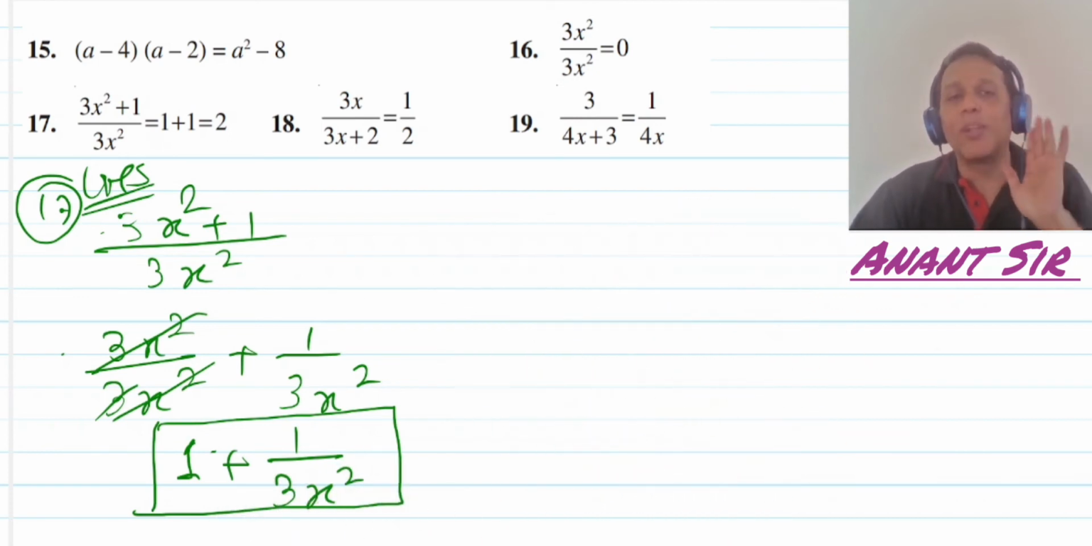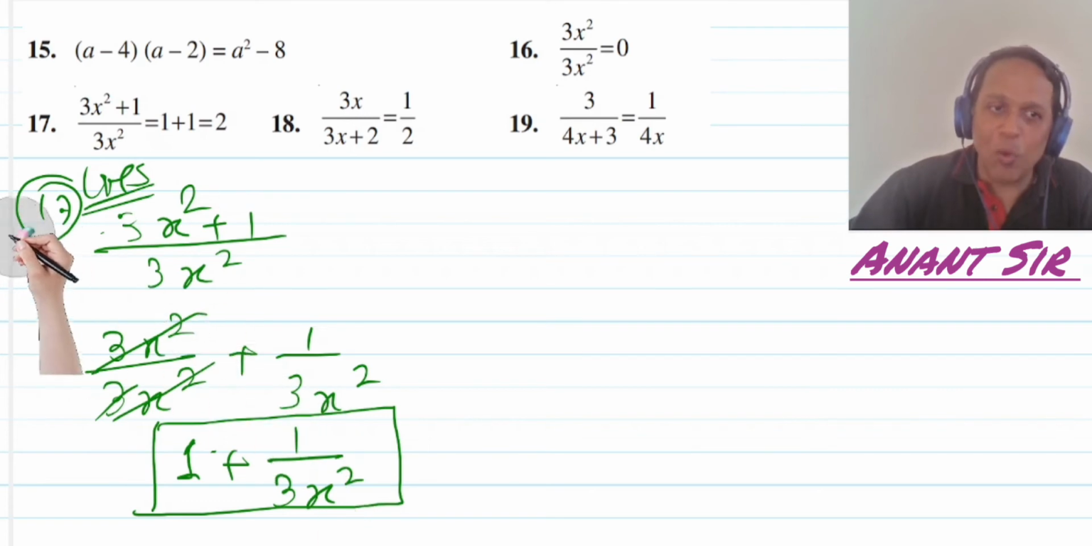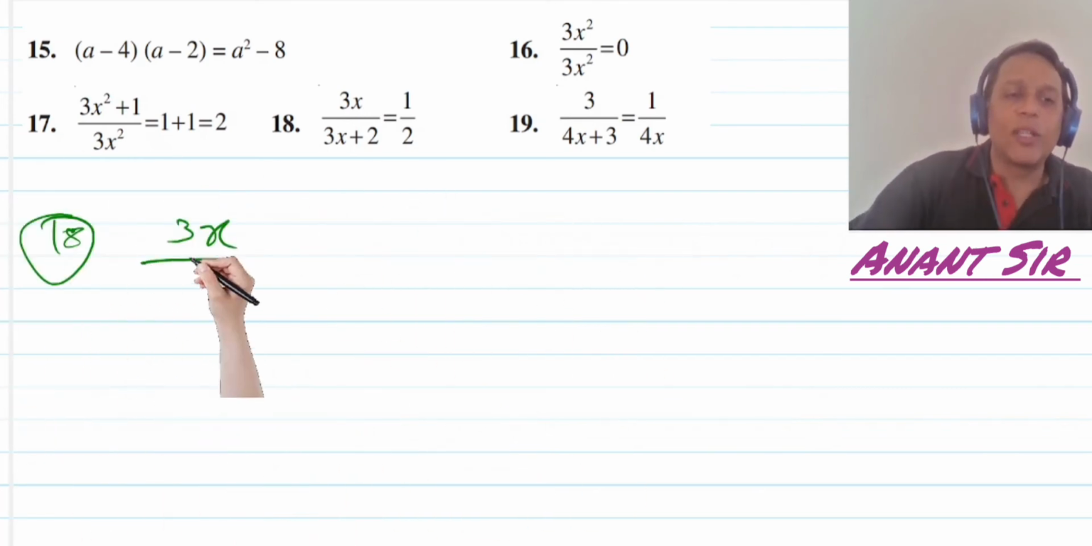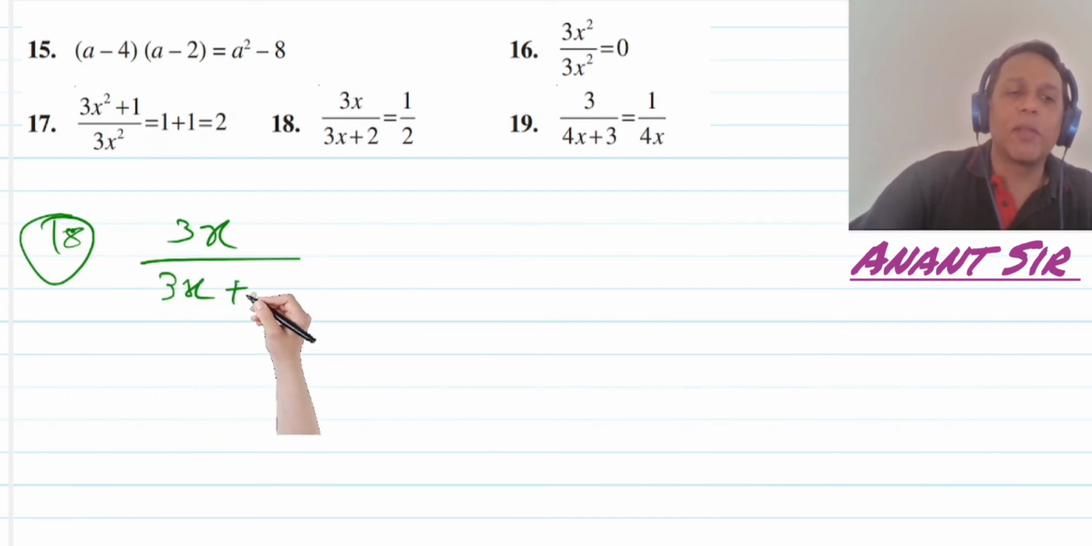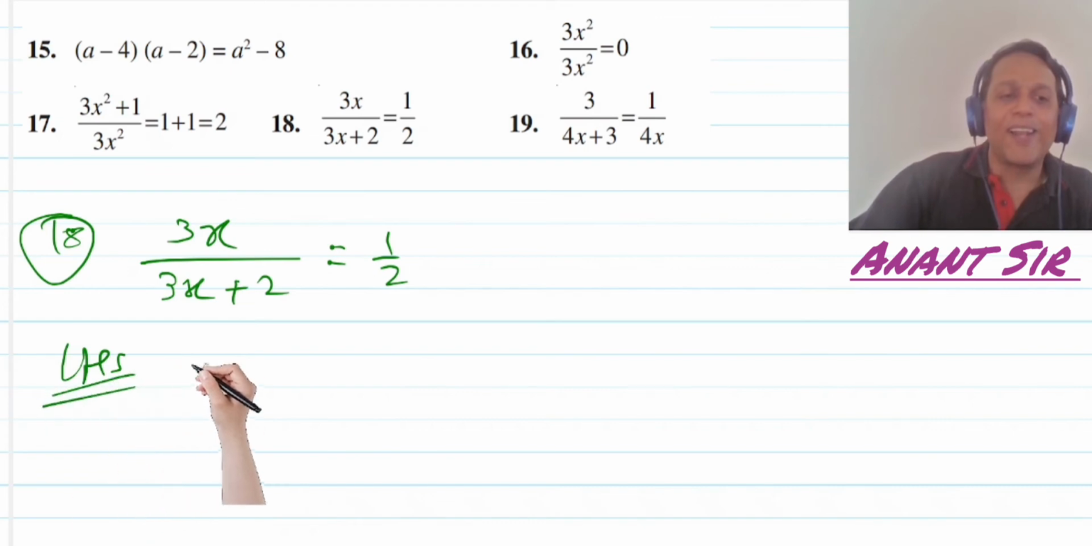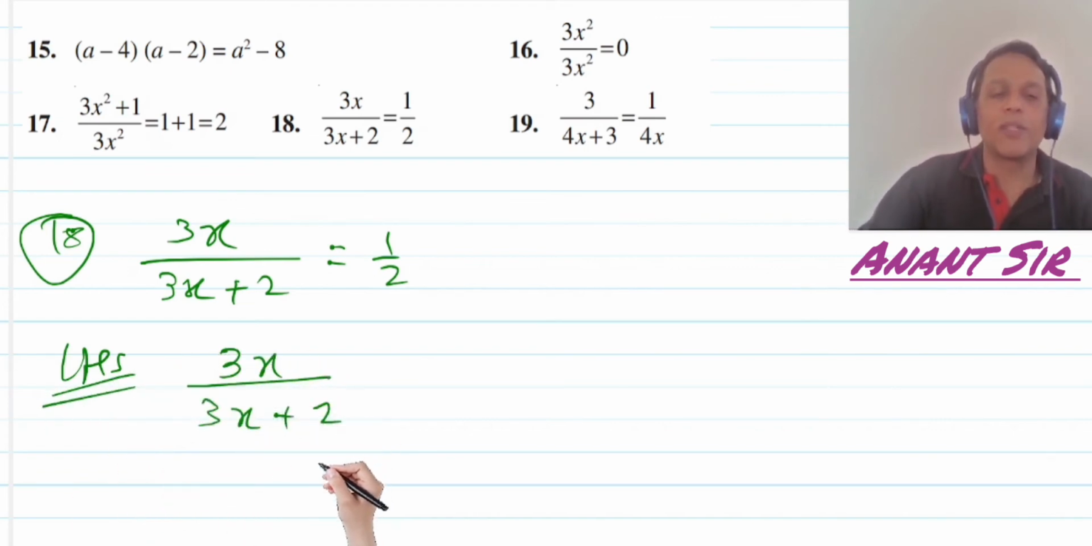Okay, 1 plus 1 by 3x square. Now, let's solve question number 18. 3x upon 3x plus 2 is 1 by 2. This is the question they have given. Let's see what is the LHS. LHS is 3x upon 3x plus 2.